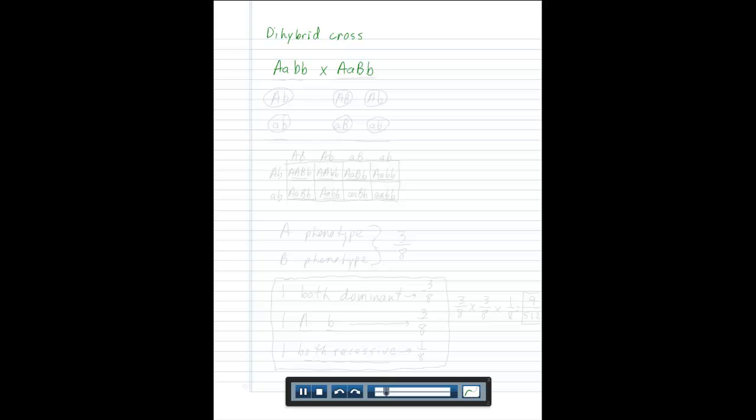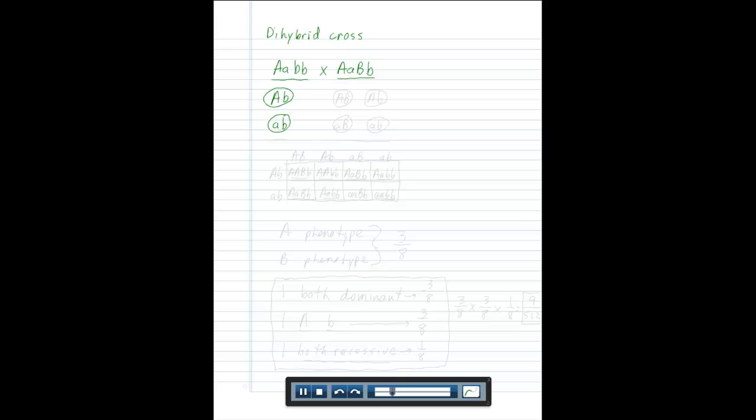Now we need to produce gametes for both of these individuals, so let's start with the first one. This individual has two different A alleles, so they will produce gametes, one of each having the different A alleles. Since this individual has two of the same B alleles, both gametes will contain the lowercase B allele. Consequently, this individual can only produce two different gametes.